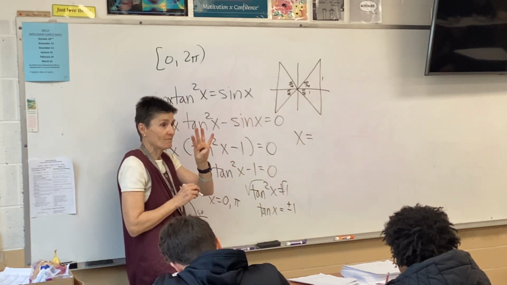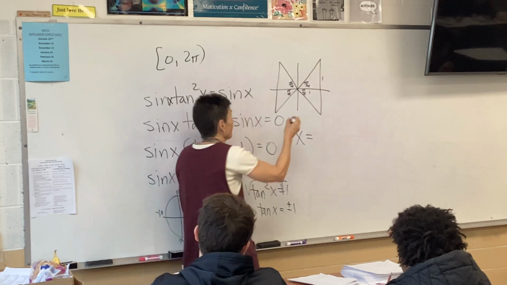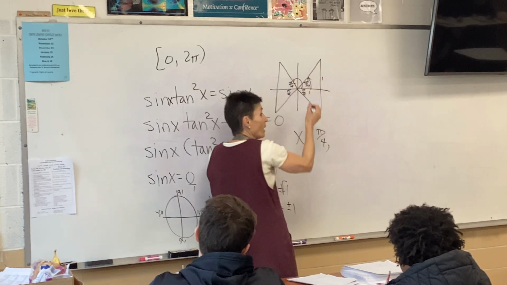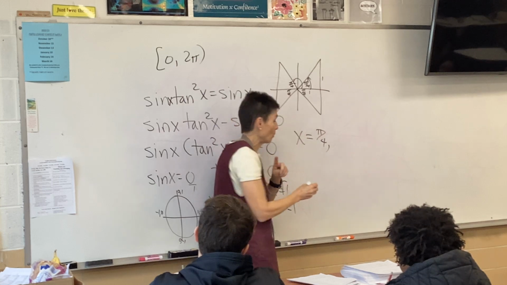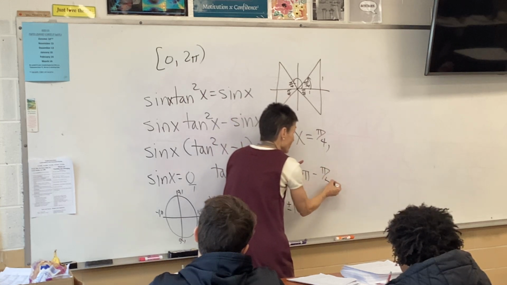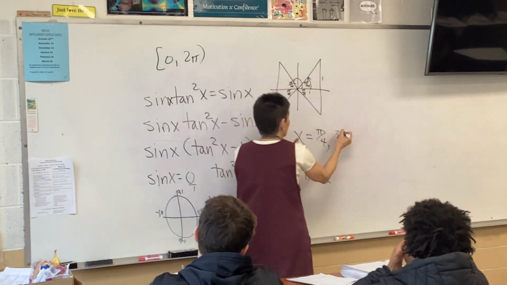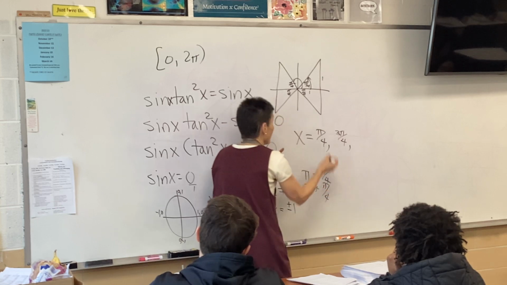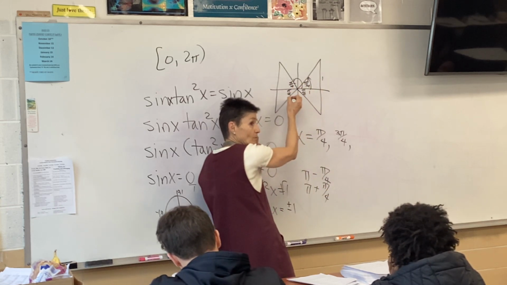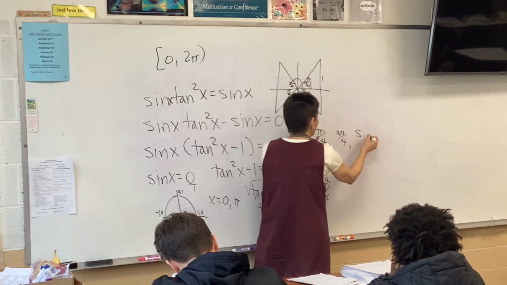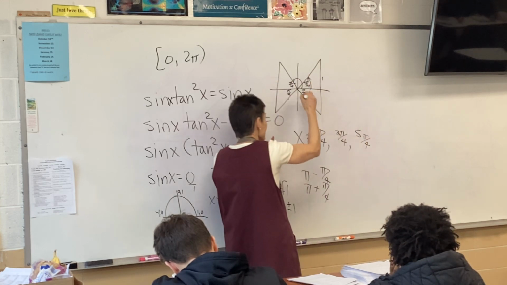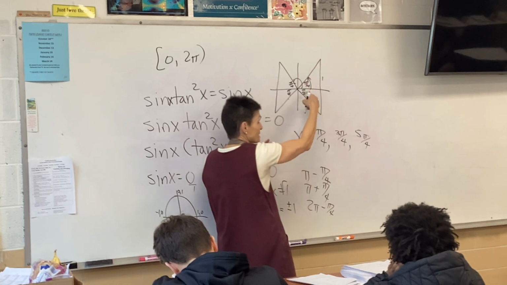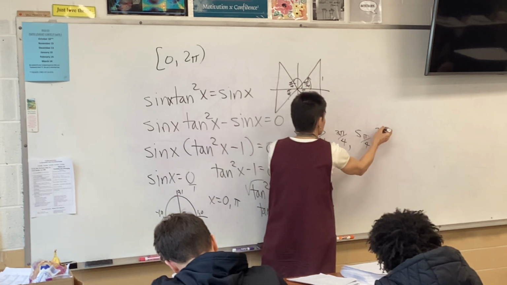Now, what are the answers of the problem going to be? There are 4 of them. So the first one is pi over 4. The next one is 3 pi over 4, which is pi minus pi over 4. The next one is pi plus pi over 4, which is 5 pi over 4. And then the last one is 2 pi minus pi over 4, which is 7 pi over 4.